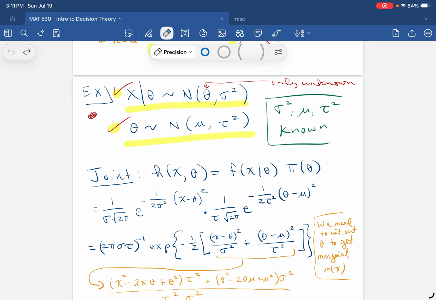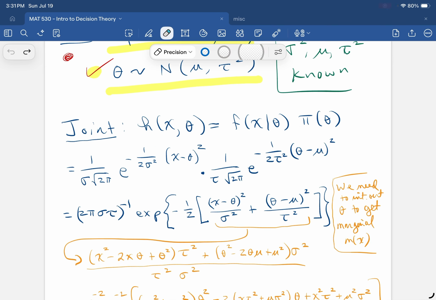In the book, this is given as example 1 on page 127, and I would encourage you to make sure you're comfortable working through all of that. But here we just hit the highlights. So here again is our formula for the joint distribution, and then the conditional of x given theta is normal here, and the prior on theta is this normal here, and of course the only unknown here is theta. So to get that joint, we just multiply those two together.